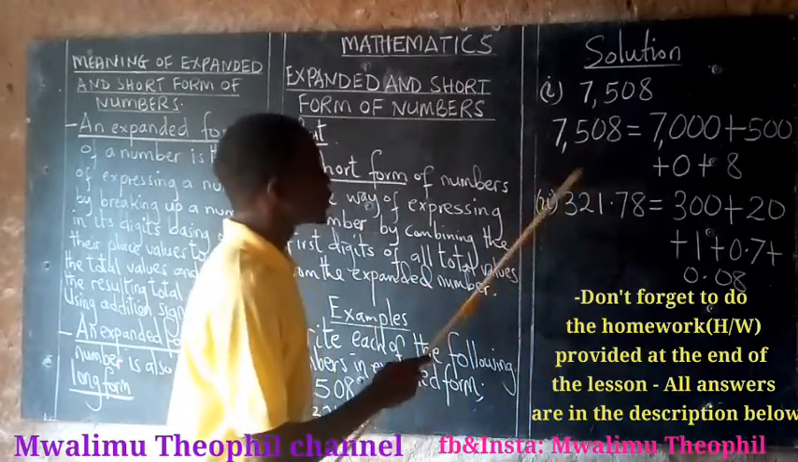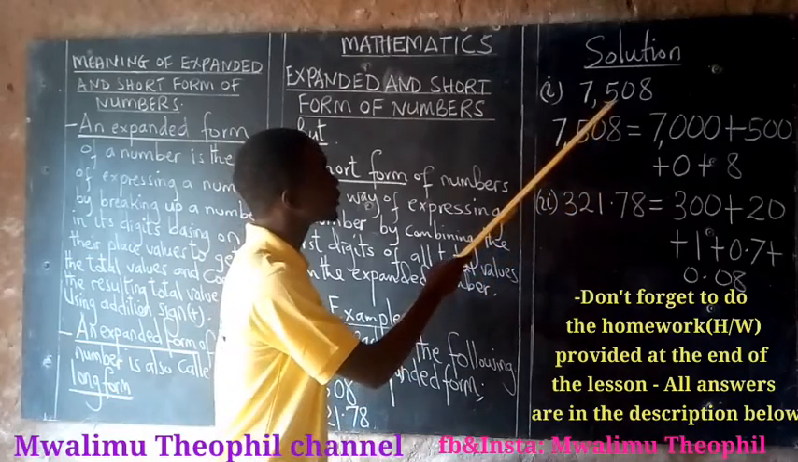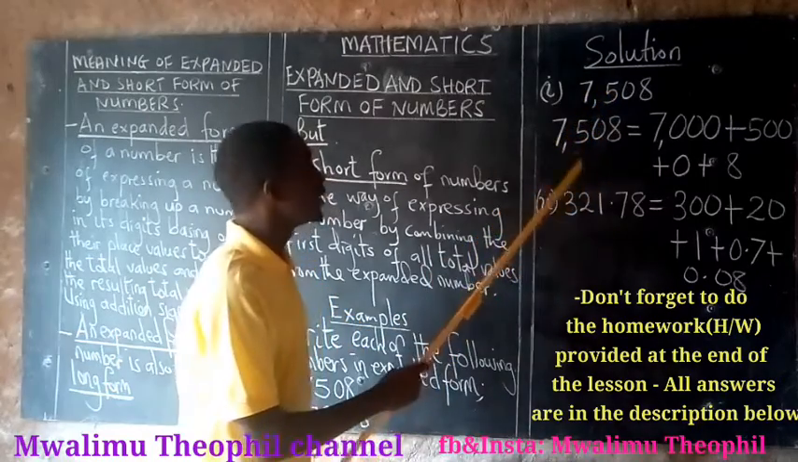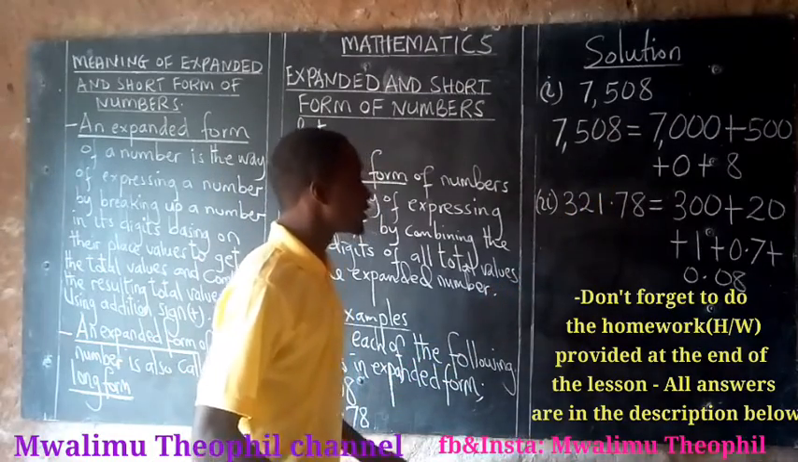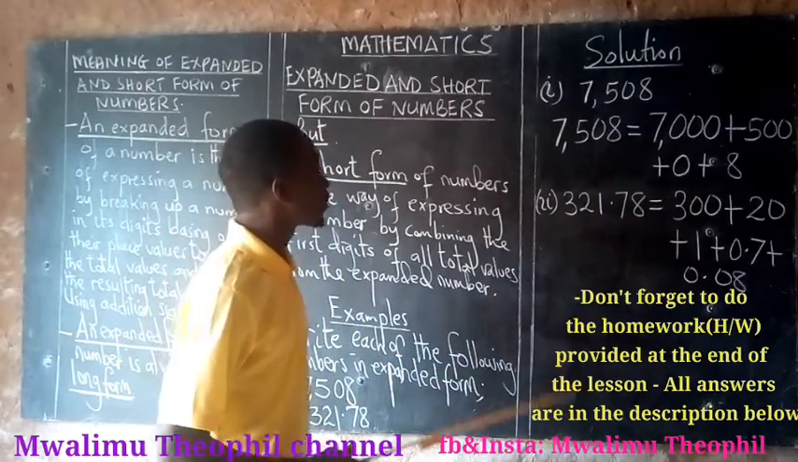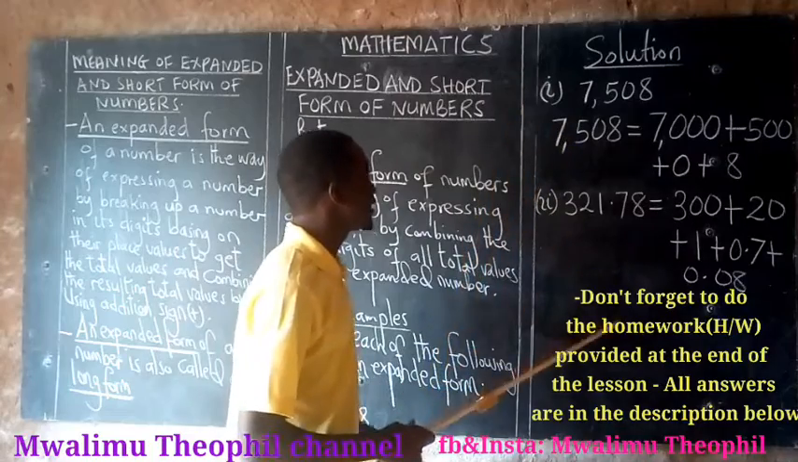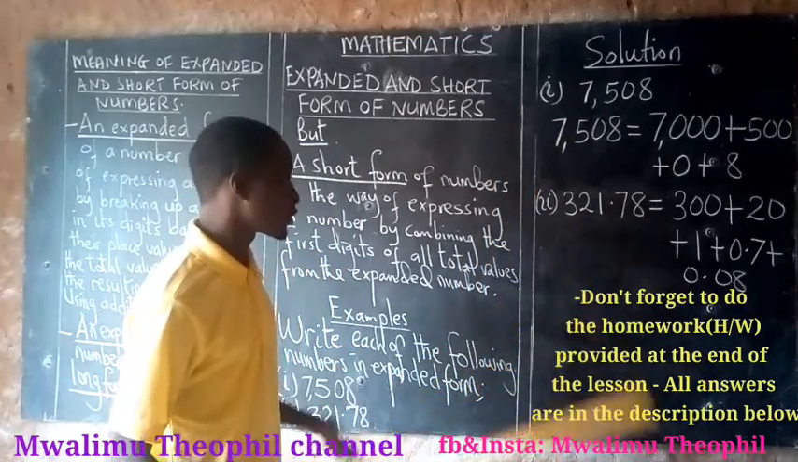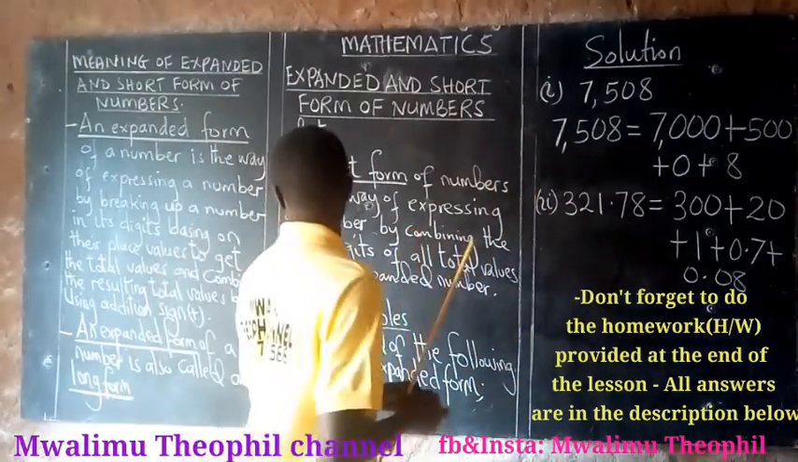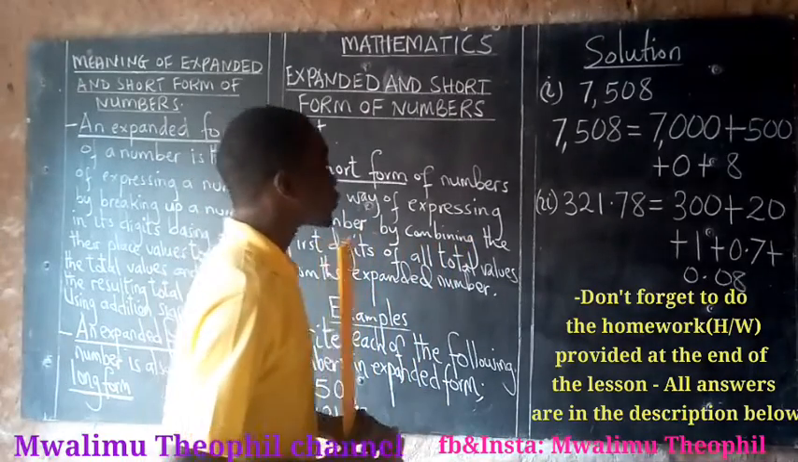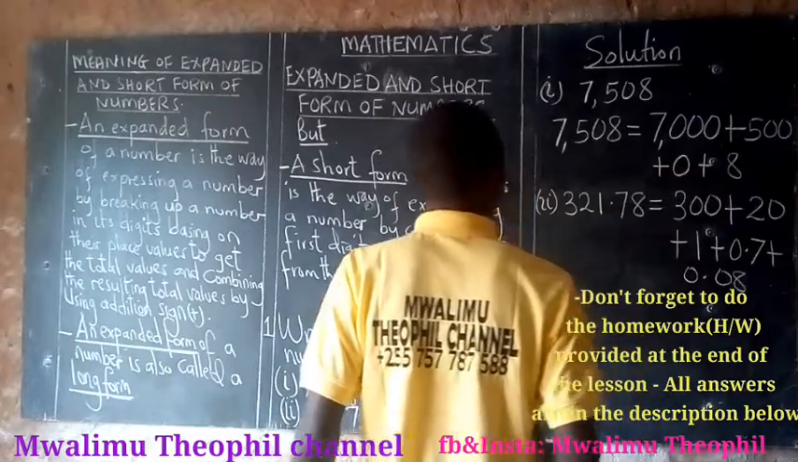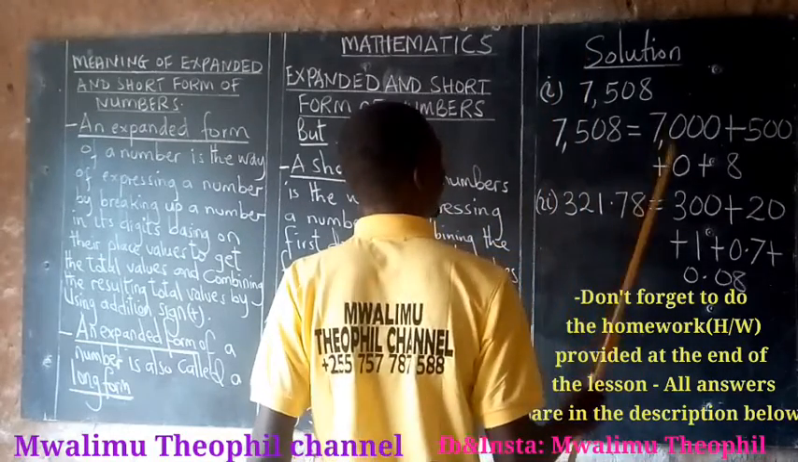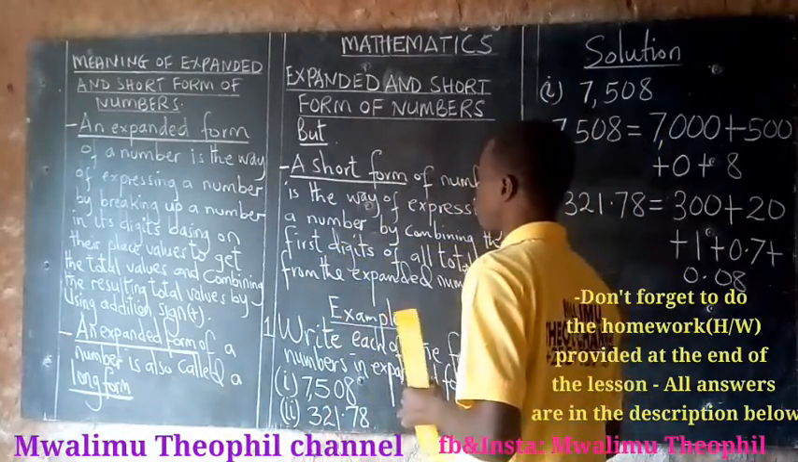I have shown you the way you can write it if it is a whole number, and the same applies when you are given a number in decimal form. So it is upon you to do according to the given number, whether it is in decimal form or a whole number. Now, after this first example, I am going to show you a second example of writing an expanded number into a short form.